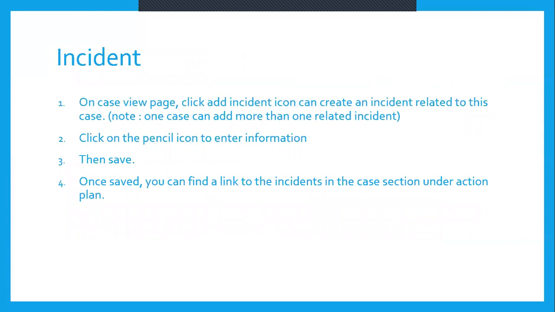In order to create an incident, on the case view page, click Add Incident to create an incident related to the case. This looks like a piece of paper with a plus sign next to it. Then click on the pencil icon to enter information. Once your information is entered, you can hit save. And once saved, you can find a link to the incident in the cases section under action plan.